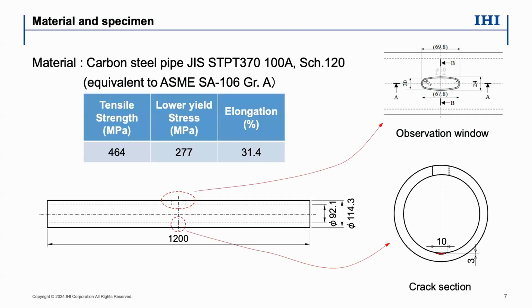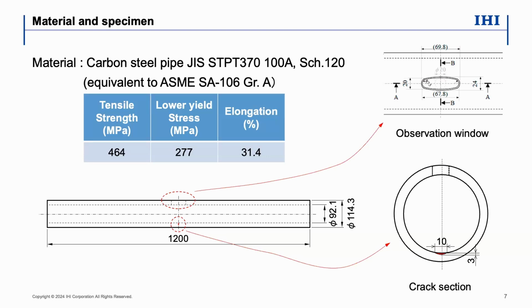Experimental procedures. The material used in this project was a carbon steel pipe, JIS, Japan Industrial Standards, STPT 370, whose mechanical properties are shown here. The shape of the specimen is also shown on this slide. The length was 1,200 millimeters. The outer diameter is 114.3 millimeters, and the wall thickness is 11.1 millimeters.